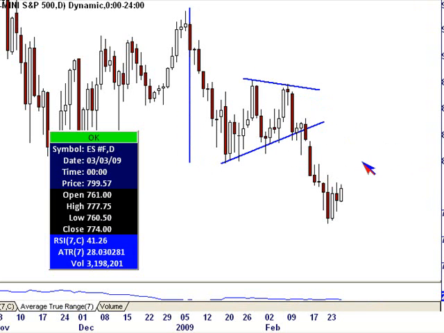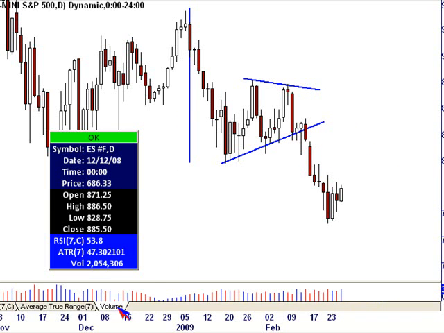Now this we broke through, and then again we saw the acceleration. Now let's go over here and take a look at volume. You see we printed right here 3.1 million, and then when we made the new lows, low volume on the blow through at 2 million contracts, lower lows here at 3 million, and then this guy right here 3.1.